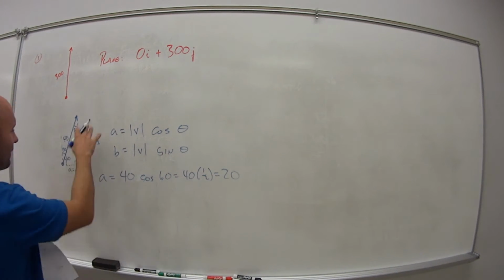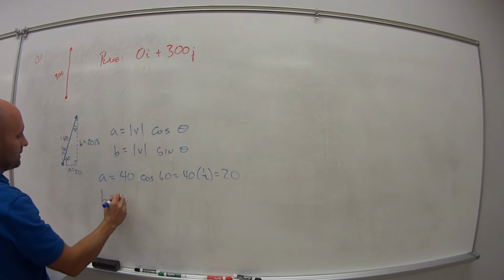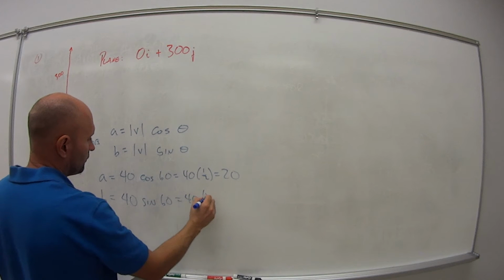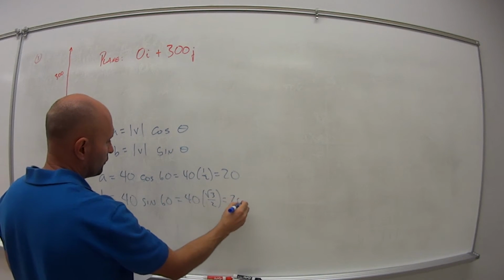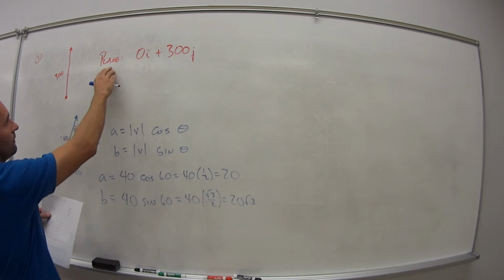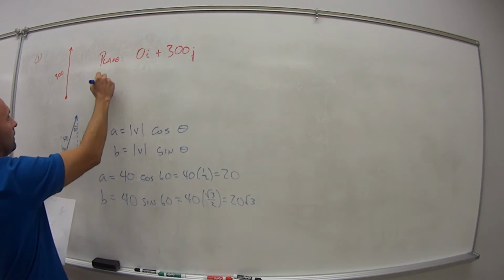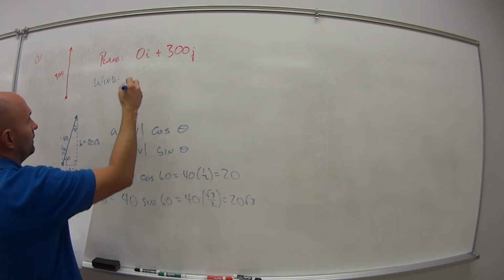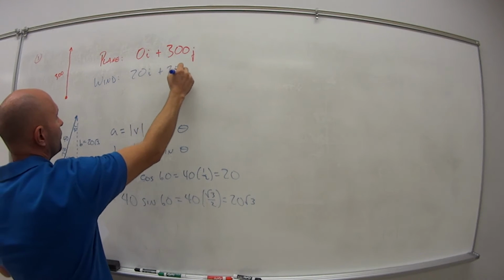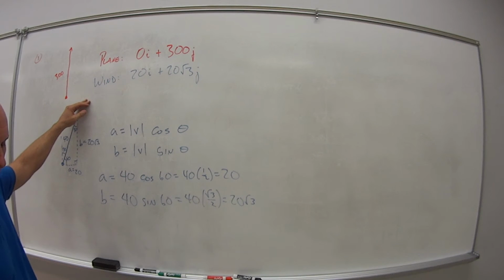But if we don't know the triangle shortcut method, and if we do the vertical and horizontal components, then B is just 40 sine of 60, which is 40 times square root of 3 over 2, which is 20 times square root of 3. So the plane's vector in component form is 0I plus 300J. The wind is going to be 20I, so it moves 20 units to the right, and plus 20 square root of 3J. Moves us 20 square root of 3 units up.